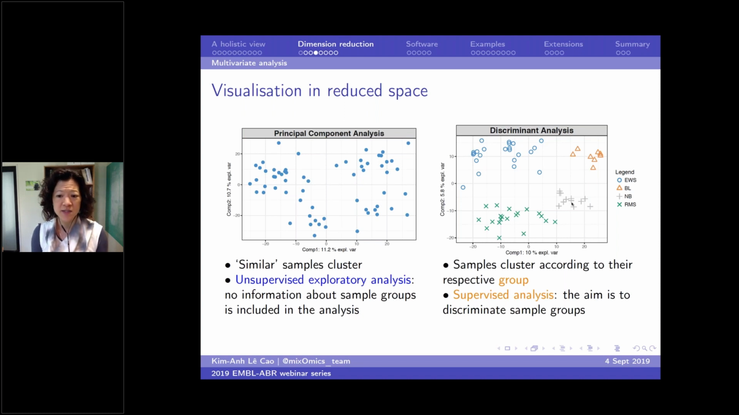In discriminant analysis, it's different, as I showed you, because in the method we include the information about the sample groups, and so we specifically ask the method, can you find the components so that I can discriminate as best as I can those sample groups? So my samples here are now in different colors because I know the sample groups. And so here we're doing a supervised analysis. And so you plot component 1 versus component 2, and you can visualize a big data set in 2 dimensions here, for example.